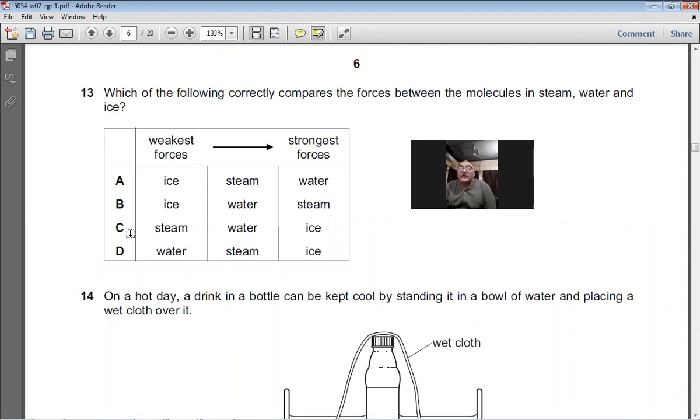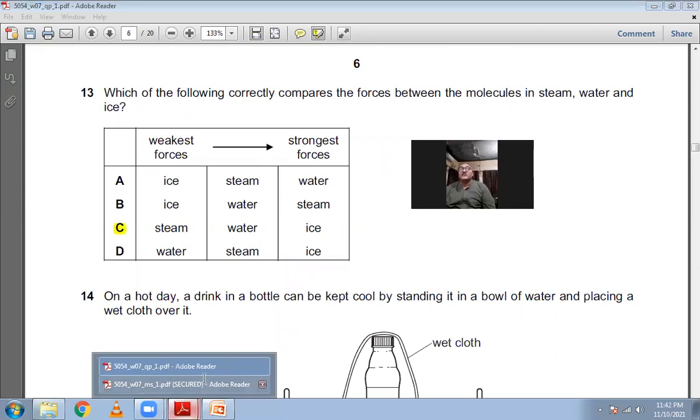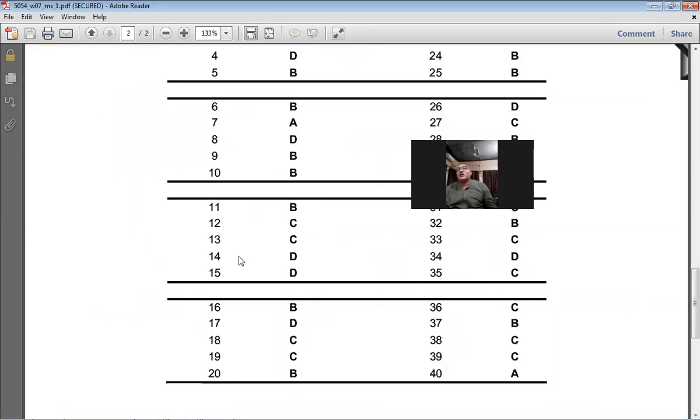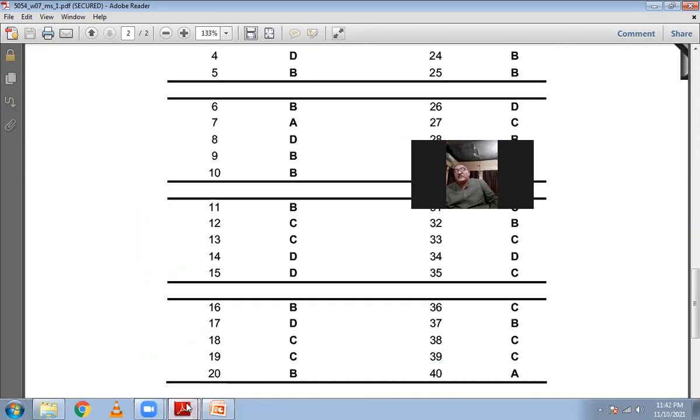Which of the following correctly compares the forces between the molecules in the steam, water, and the ice? So you see the weakest forces will be in the steam, and the strongest forces will be in the solid, and that is ice. So question number 13, the weakest will be steam, then water, then ice. So question number 13, C is the choice. Let's check. C is the right choice.